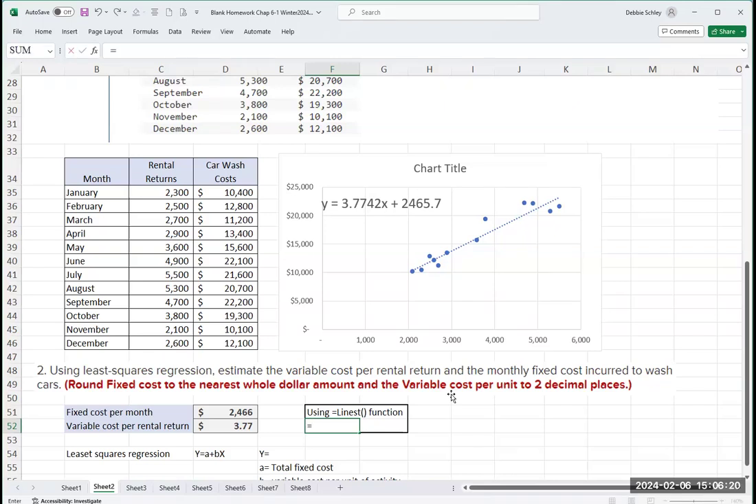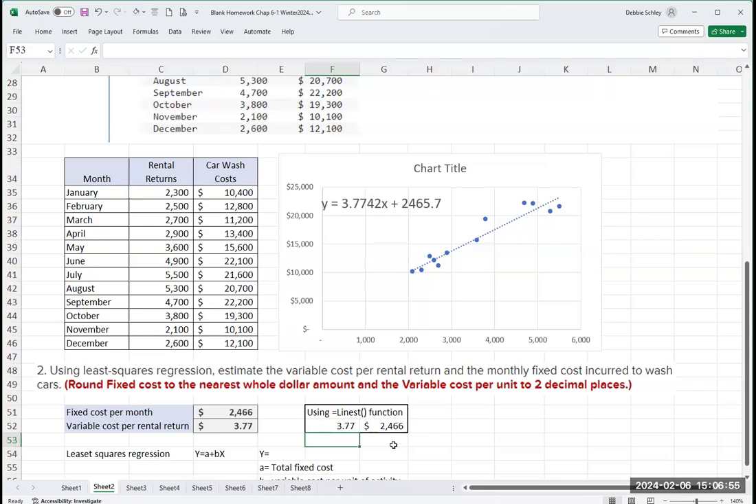So equals LINEST, parentheses. So you just want to make sure that you're doing the y-axis first. So the dollar amounts first. So I just simply select all of those dollar amounts, insert a comma, and then I select the rental returns. Close parentheses. And there's my numbers, right?